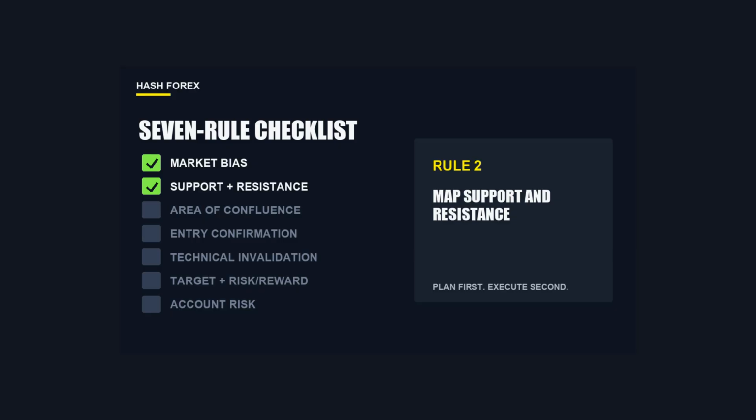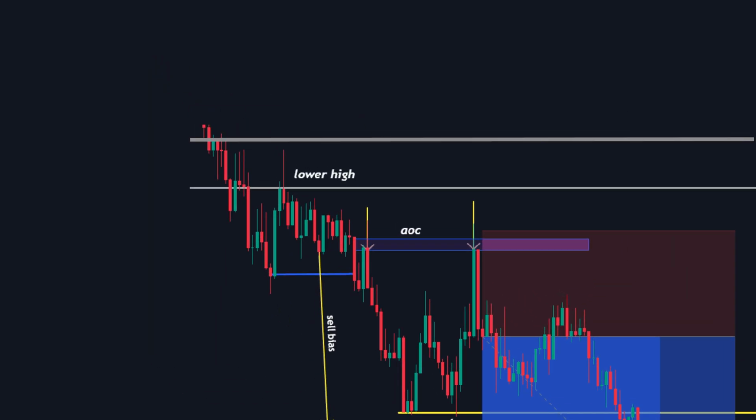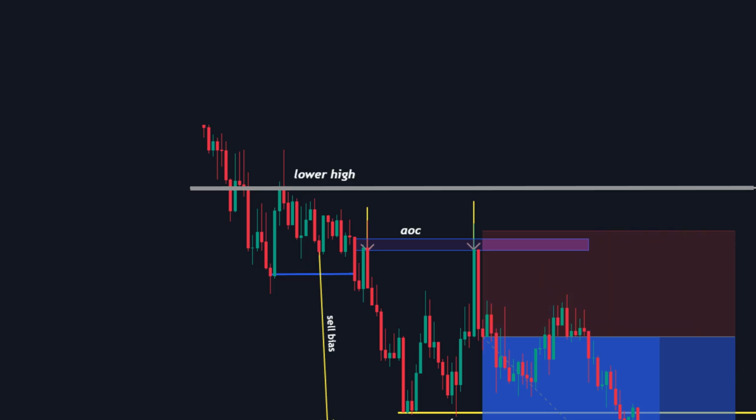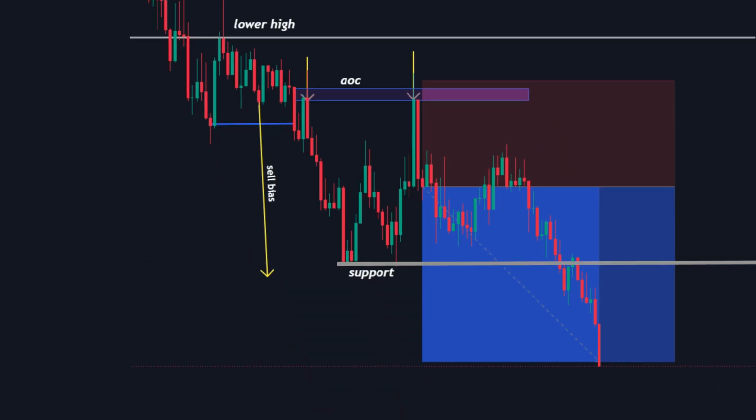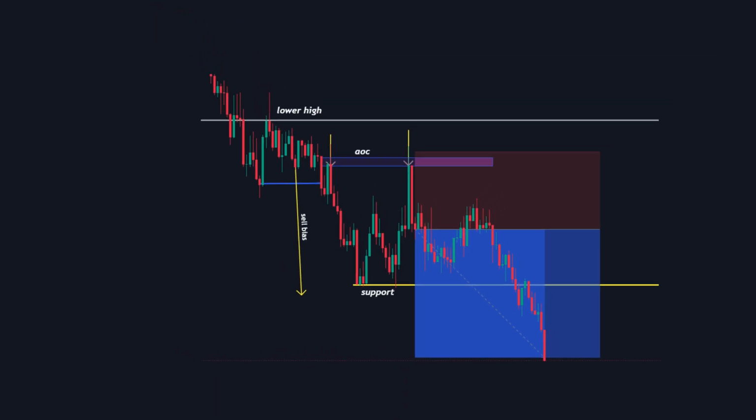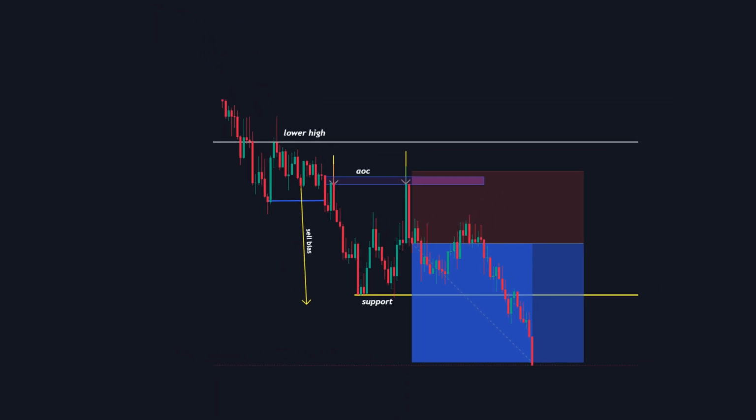Rule number 2. Mark support and resistance before price reaches them. The white line above the market marks the lower high resistance area. The yellow line below marks support and the first logical downside objective. These levels give the chart context. Without them, a trader sees candles moving randomly. With them, the trader can see where price previously changed direction, where orders may be concentrated, and where a trade idea becomes wrong.